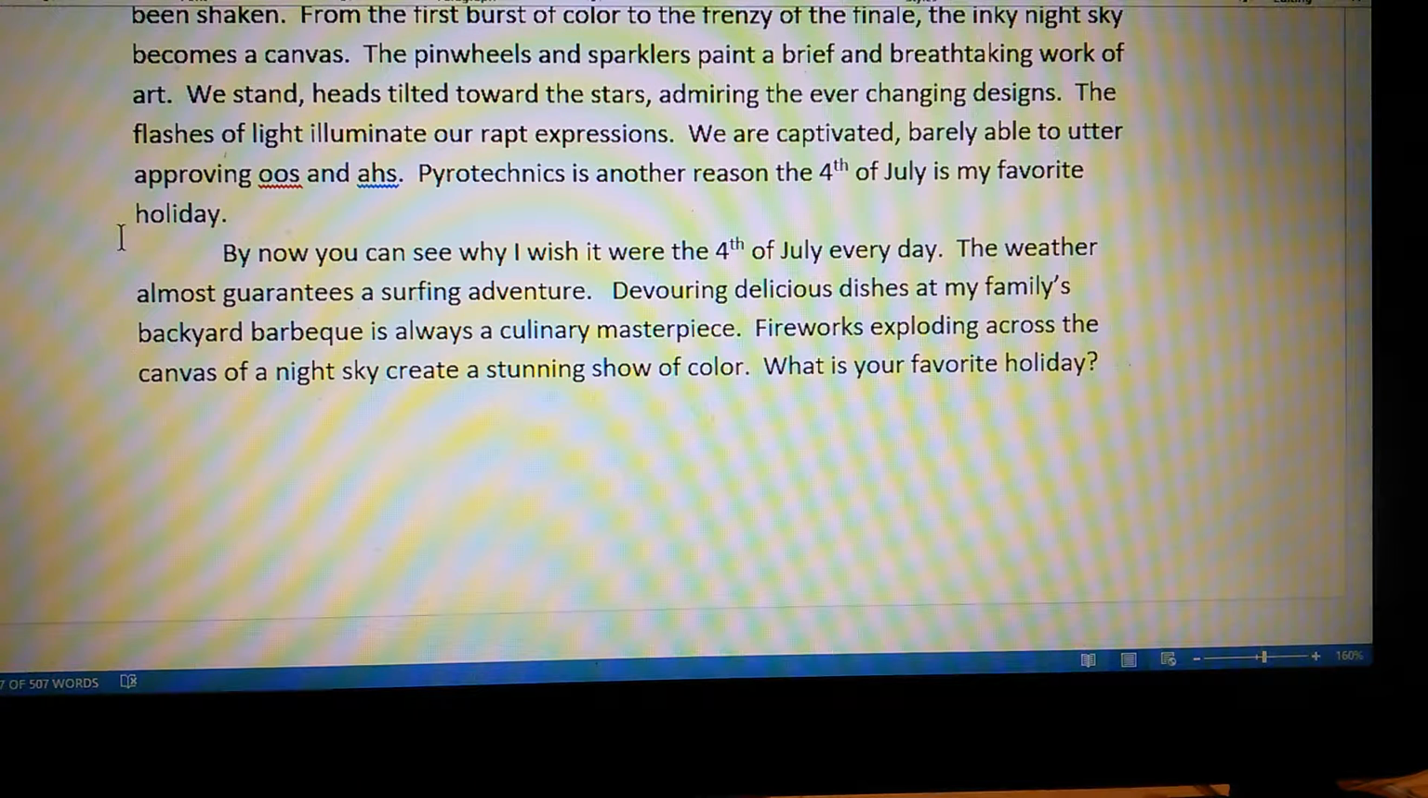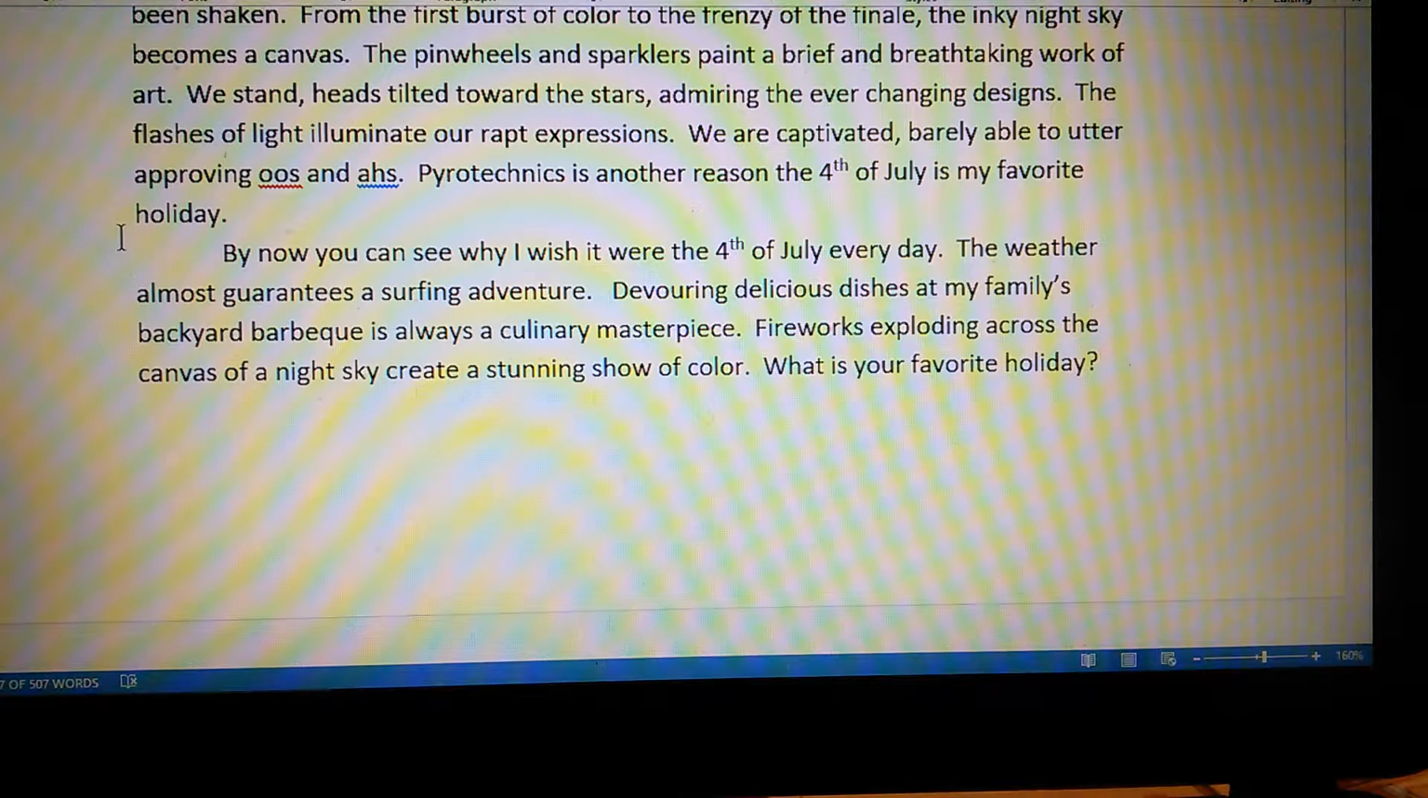In this particular case, "the weather almost guarantees a surfing adventure" is a restatement of the first main idea paragraph. "Devouring delicious dishes at my family's backyard barbecue is always a culinary masterpiece" is a restatement of the second main idea in the second body paragraph. And finally, "fireworks exploding across the canvas of a night sky create a stunning show of color" is a restatement of the third main idea that appears in the third body paragraph.